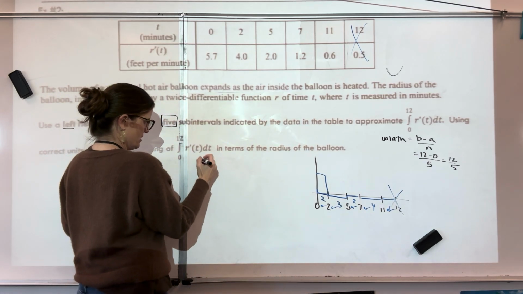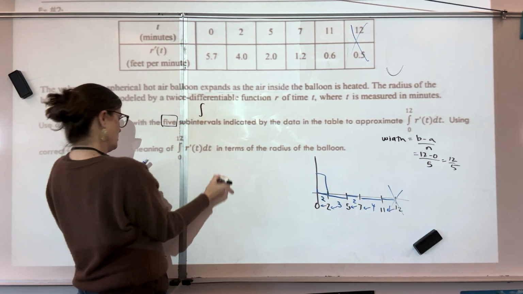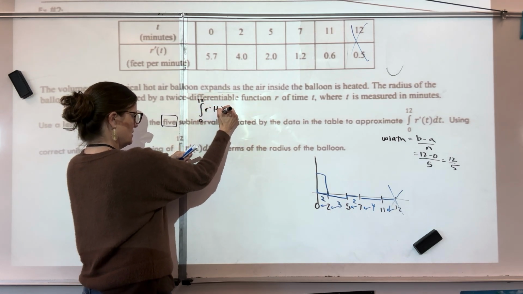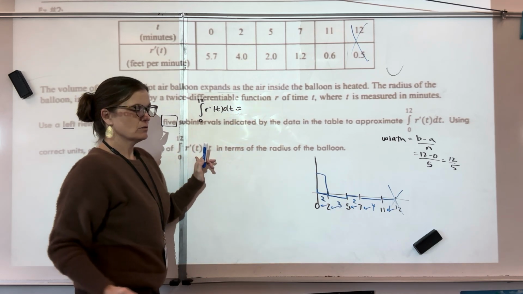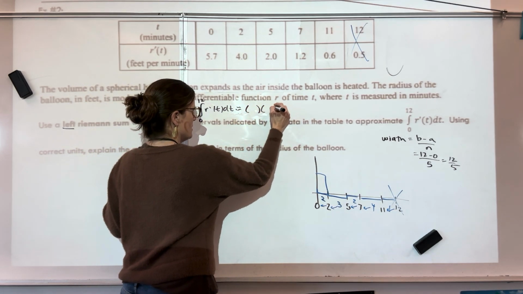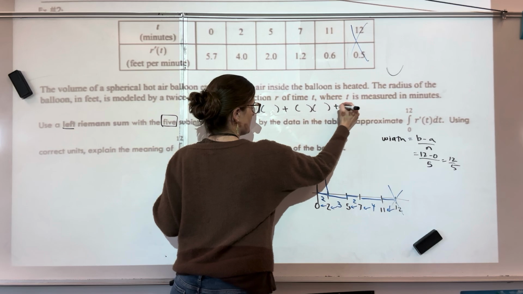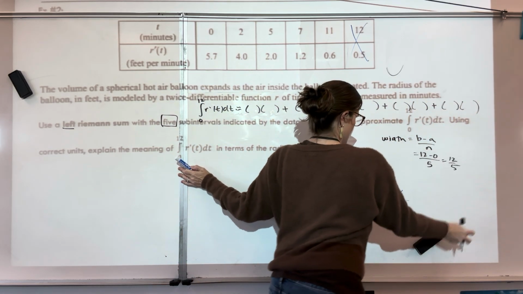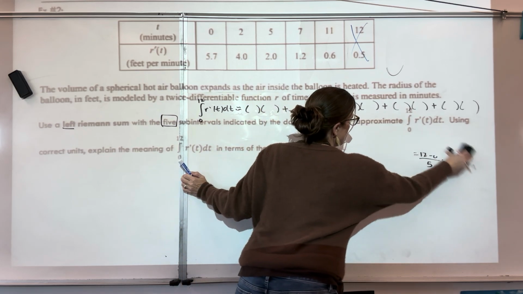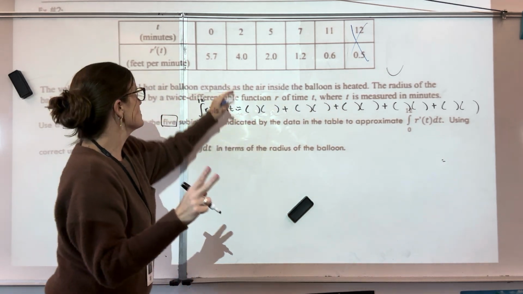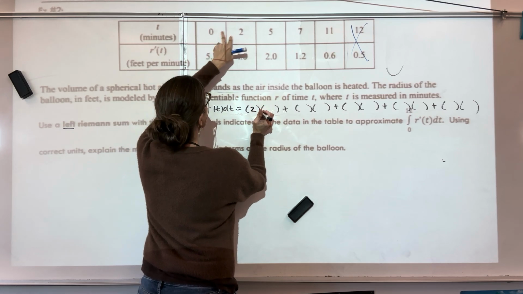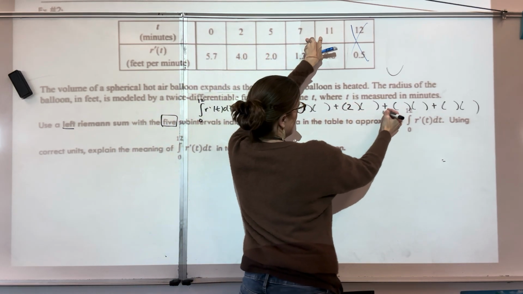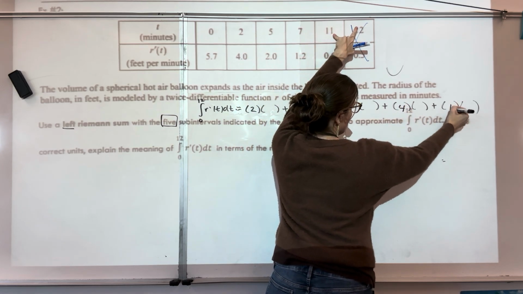If I was going to show my work on this, I might say that the integral going from 0 to 12 of r prime of t, dt, is approximately equal to base times height plus base times height. I'm going to have 5 of them this time. Base times height, base times height, base times height. And now this time I know my bases will be the difference of my x values. So 0 to 2 will be 2, 2 to 5 would be 3, 5 to 7 would be 2, 7 to 11 would be 4, and 11 to 12 would be 1.